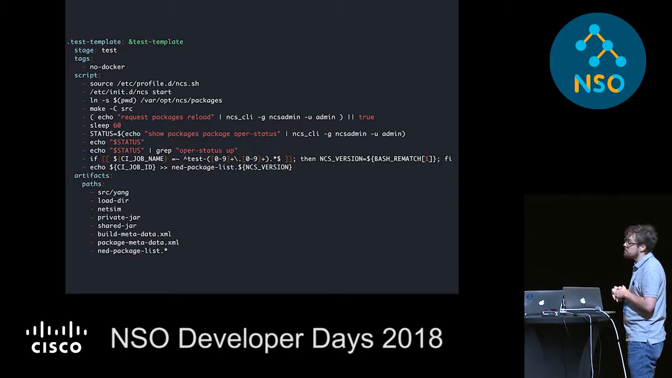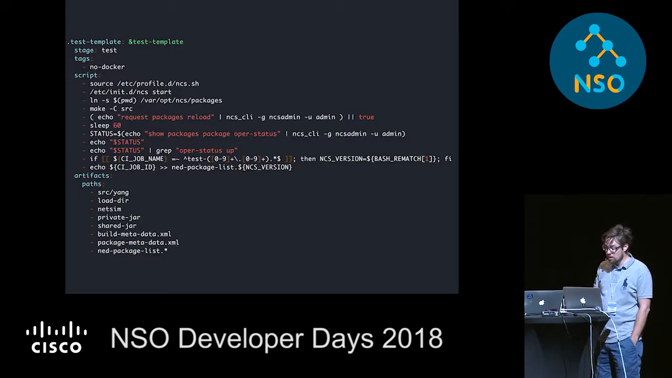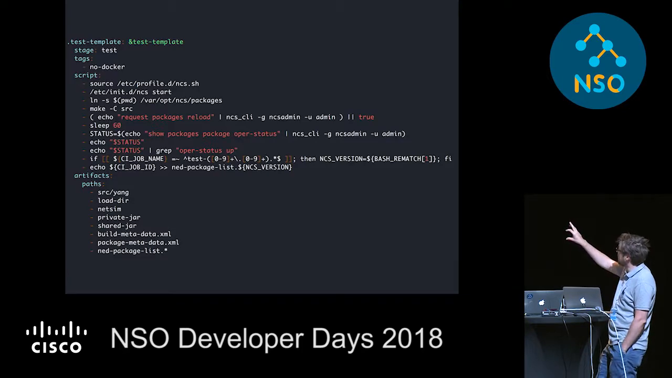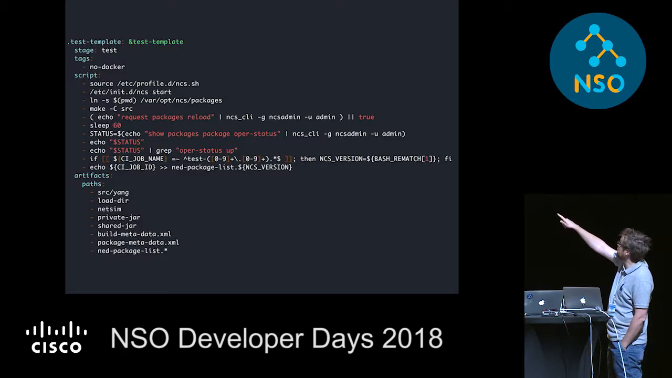This is what we actually do in CI for one of these things. So this is YAML, and the interesting bit happens in the script part there in the middle. This is just executed in a bash shell, right? So first we source the NCS shell script. We start up NCS. We create a symbolic link from our own directory into packages. This is how we load ourselves. I mean, we are a NED in this case, right?